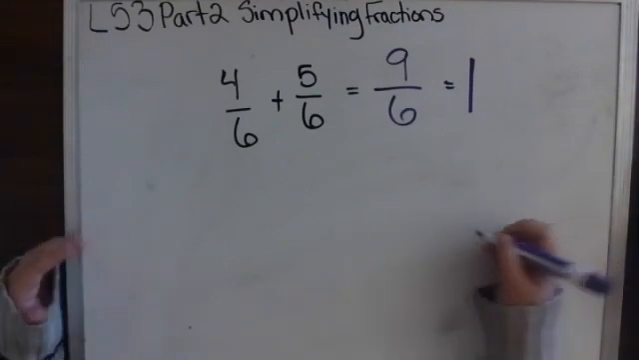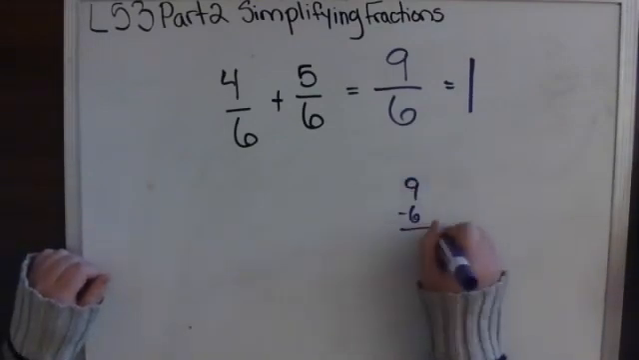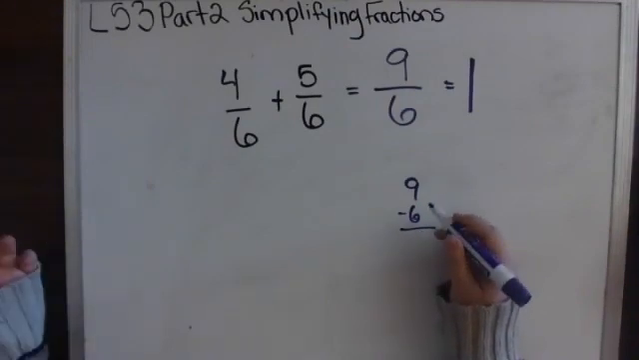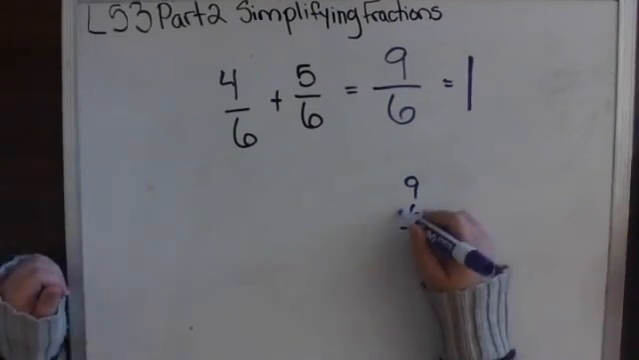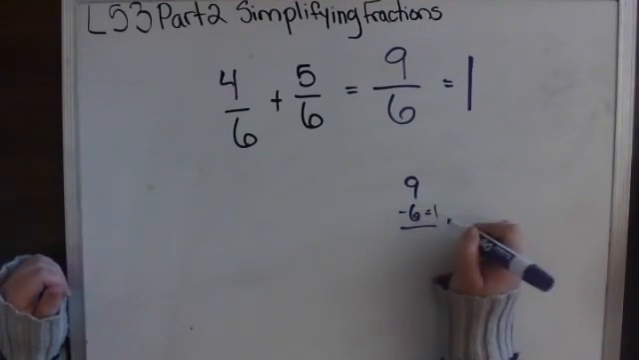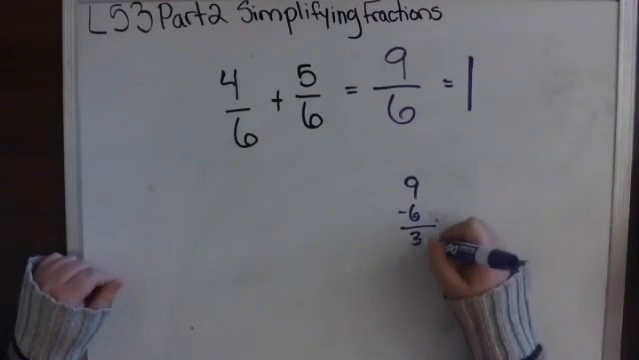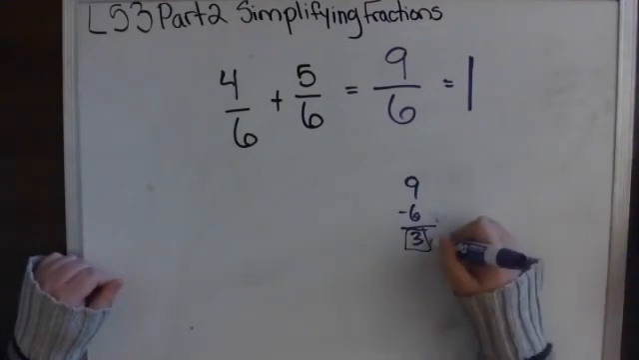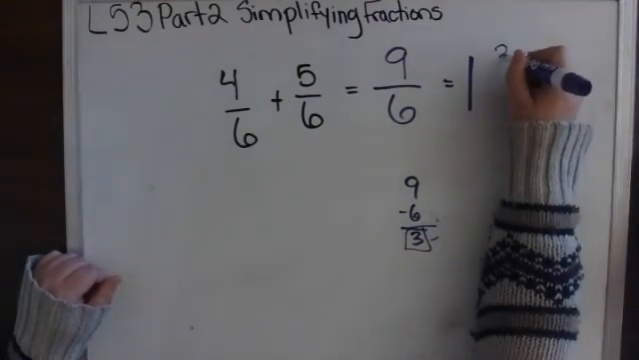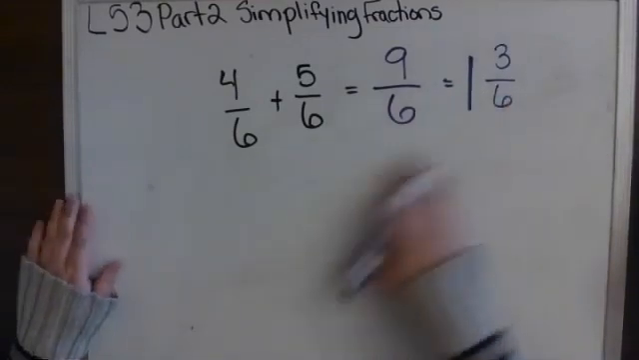Now, what are you left over with? You can do your subtraction down here if you'd like. 9 take away 6, because remember I fit 1 6, so this is my whole right now. 9 take away 6 is 3. I'm left with 3. So this remainder, or this answer, becomes your new numerator, which is 3 over 6.